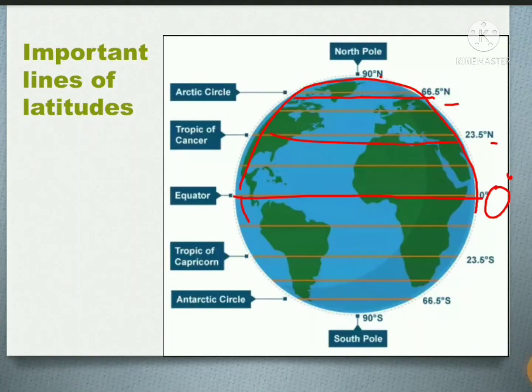Move to the southern hemisphere. We have two important latitudes, and they are Tropic of Capricorn, which is at 23.5 degrees south, and another one is Antarctic Circle, which is at 66.5 degrees south.